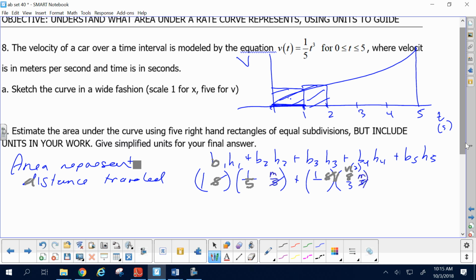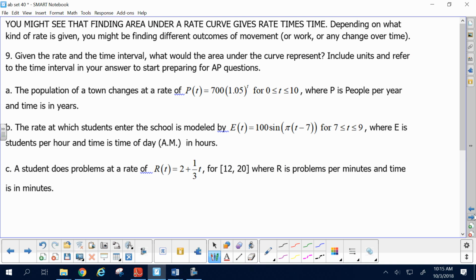Area represents change, total change. And you take a rate times the time to get change.